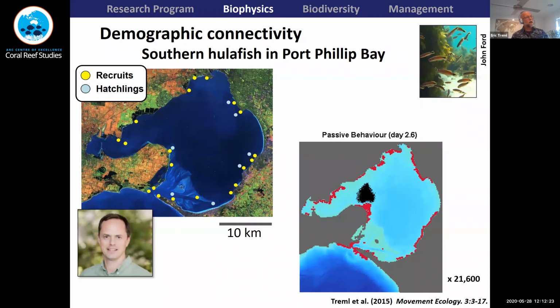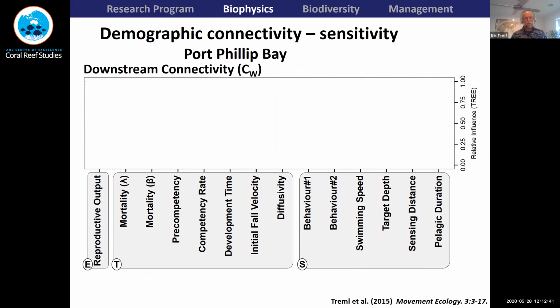And working with Carrie Black, we have a high resolution, 400-meter, 3-dimensional model of Port Phillip Bay, where we're able to release virtual larvae of hula fish or urchins or kelp to explore connectivity dynamics. So what I'd like to do from this first paper is just present 2 figures. And let me just walk through the structure of these 2 figures first.